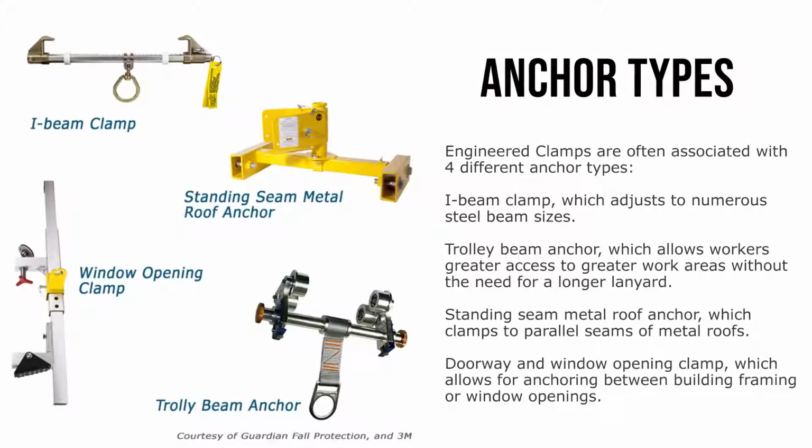Engineered clamps are often associated with 4 different anchor types: I-beam clamp, which adjusts to numerous steel beam sizes; trolley beam anchor, which allows workers greater access to greater work areas without the need for a longer lanyard; standing seam metal roof anchor, which clamps to parallel seams of metal roofs; doorway and window opening clamp, which allows for anchoring between building framing or window openings.